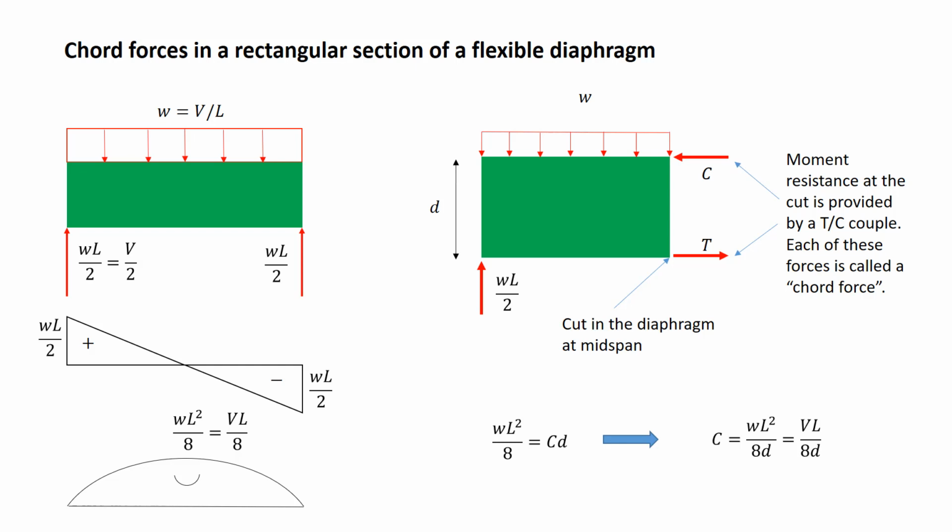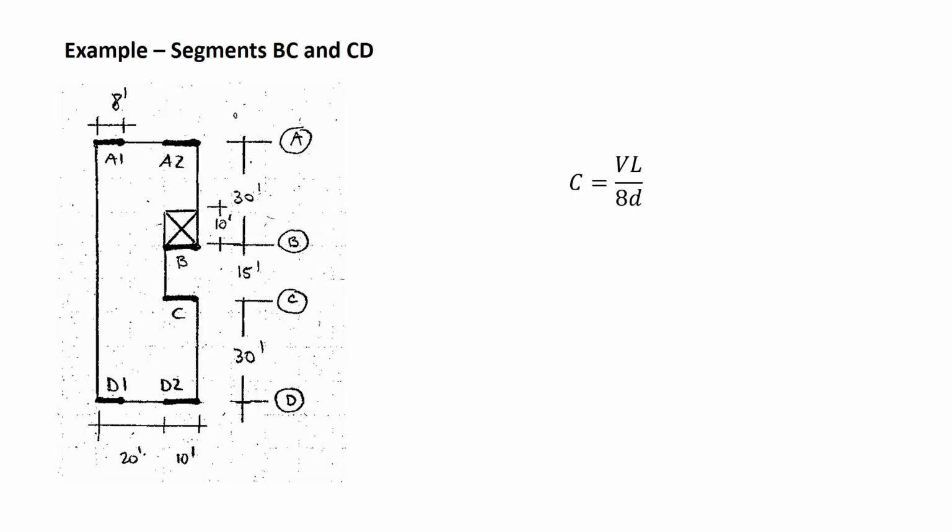Let's move on to our example. This is the example that we developed previously for shear forces in the diaphragm. We'll continue with the same example. I've also shown here the previous equation that we just determined, and let's calculate the chord forces for the two rectangular segments. Those would be the segments between lines B and C and between lines C and D. We'll work in tabular form.